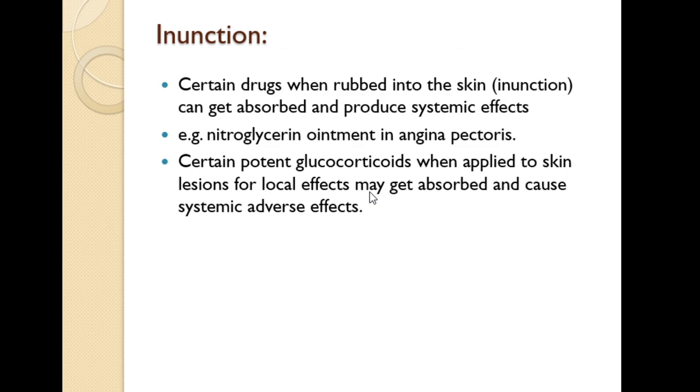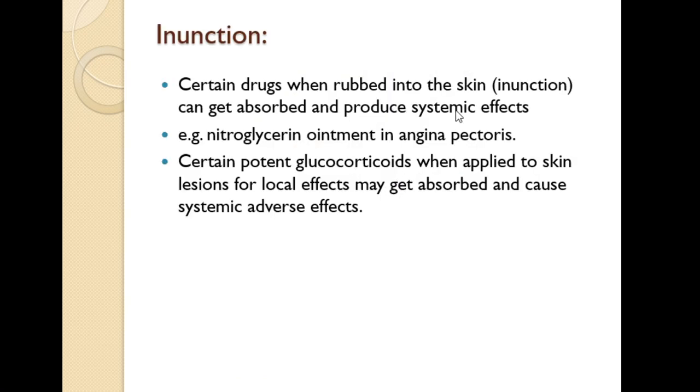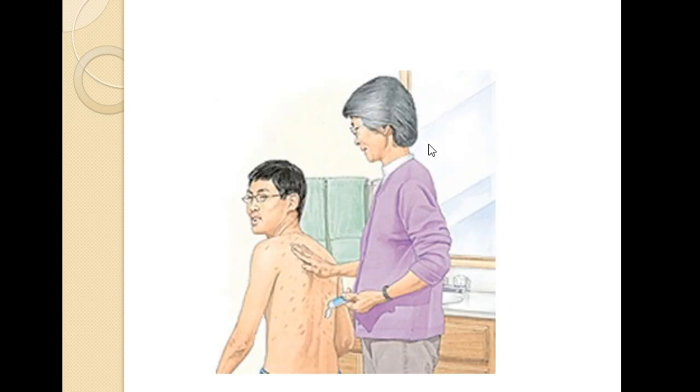Next method is inunction. So you can see the image of an inunction method. That is simply rubbing of the drug upon the skin. Certain drugs when rubbed into the skin, that is inunction, can get absorbed and produce systemic effects. Example is nitroglycerin ointment in angina pectoris. Certain potent glucocorticoids when applied to skin lesions for local effects may get absorbed and cause systemic adverse effects. So normally inunction means we simply place the drug on our skin and rub it. Because of that rubbing action, it goes into the deeper parts of our body and shows its action.